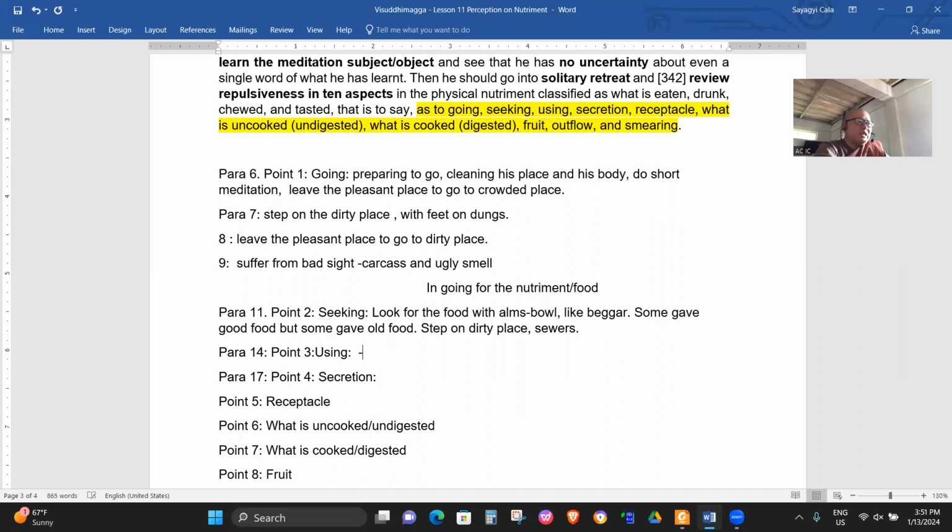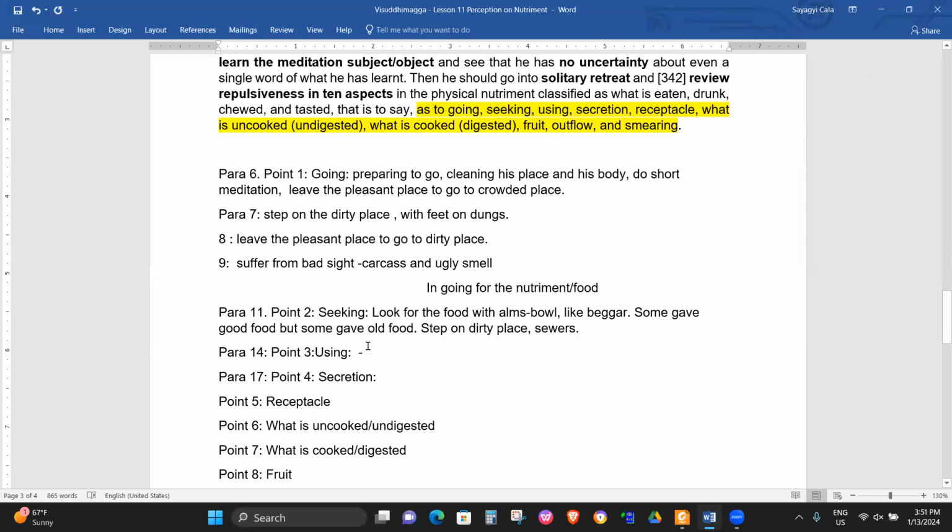So using means that, let's say, okay, Ming, try to summarize in 1 line, 2 lines. How do you summarize it? Okay, how would I summarize it? Yeah. Now we are at point number 3, using.